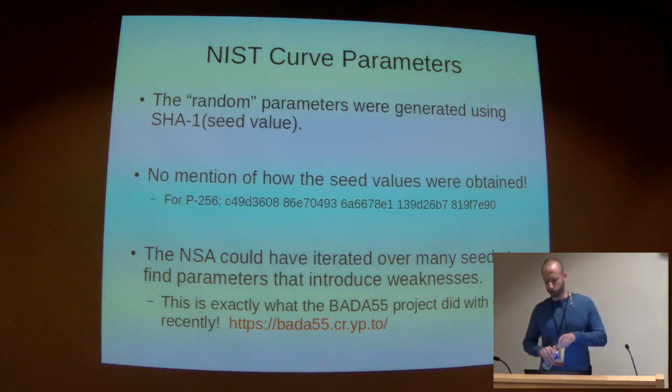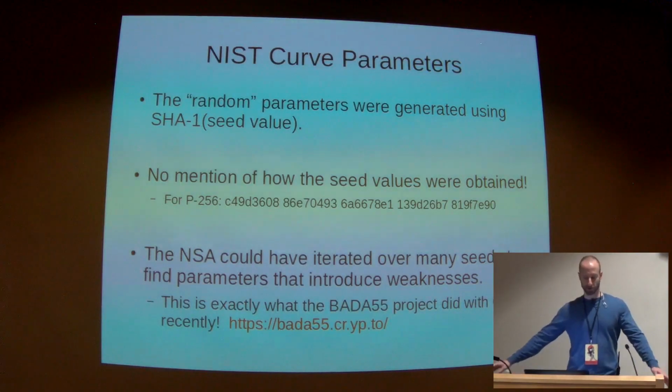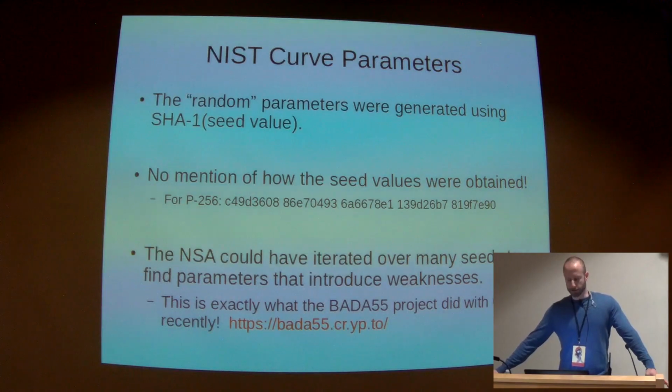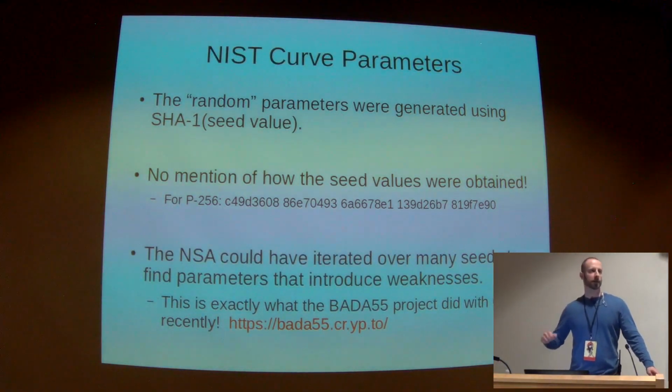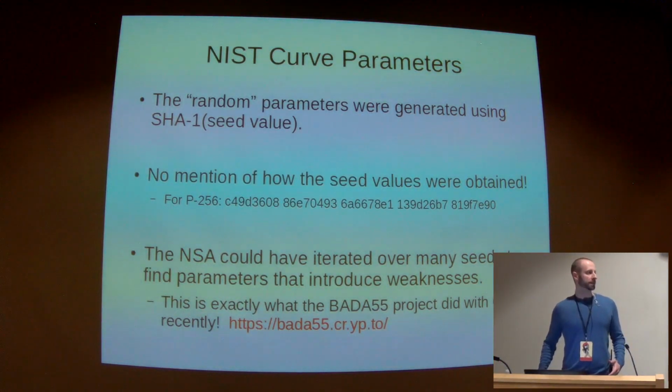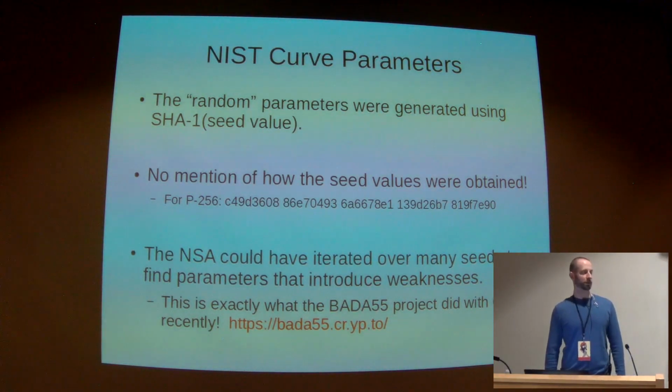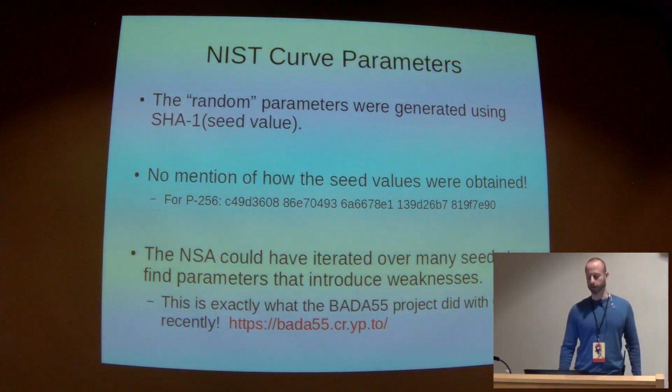A few years ago there was a project called the BADA55 project, where they took a GPU farm and did exactly that. They said, okay, we're just going to search through a whole bunch of seed parameters as quickly as we can, apply SHA-1, and evaluate all the outputs and find curves that have bad properties. We're actually going to do this. And so it's a website that you can go to. You can actually download the source code. So if you want to generate curves yourself with bad properties, that code already exists. It's already out there.